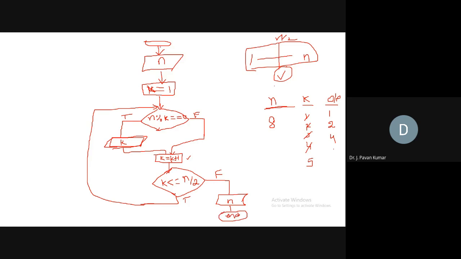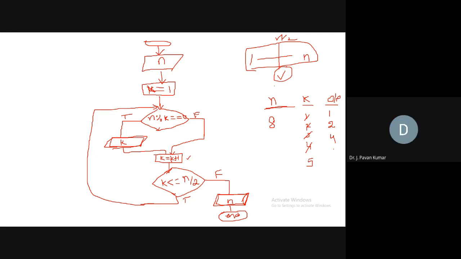Okay, here start, then n we are taking as input, then k value we are initializing with 1, then we are checking this condition and we are repeating if this is not reaching the bound n by 2. If it is beyond the bound, that is n by 2, we will stop this process, it will become false and we will display n without any processing. This is the parallelogram. Okay, did you understand this flowchart? Yes, sir. Please note this down.